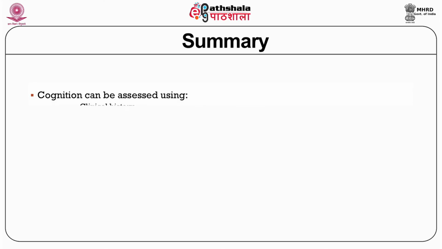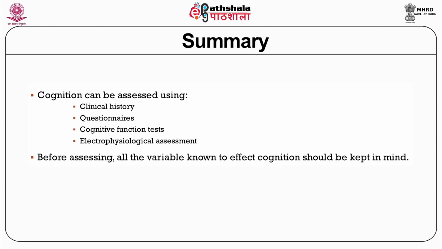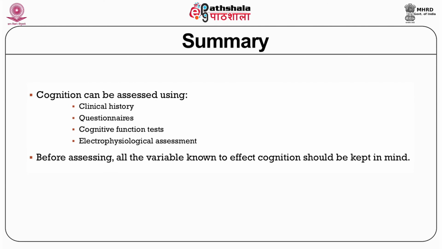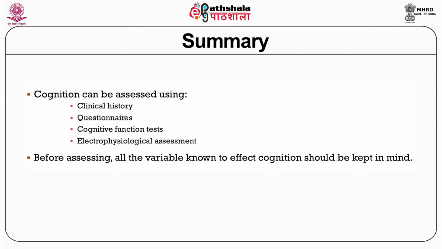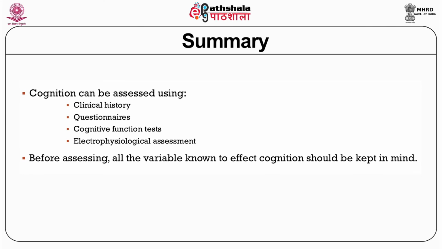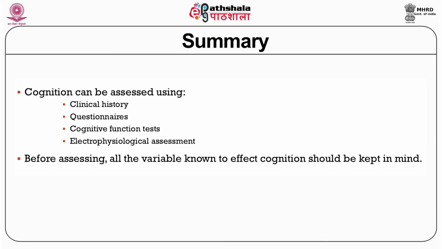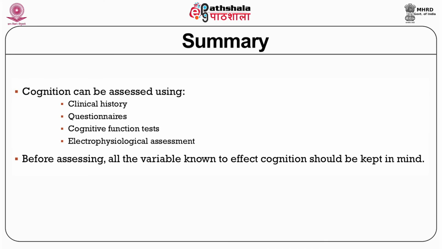Now, cognition can be assessed using clinical history, symptomatology, the questionnaires, the cognitive function tests, and the electrophysiological tests, which are EEG, ERP, or fMRI. So, before assessing, all the variables known to affect the cognition should actually be kept in mind.